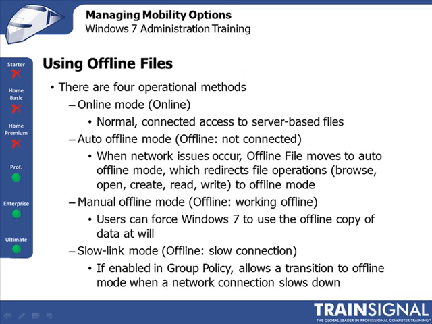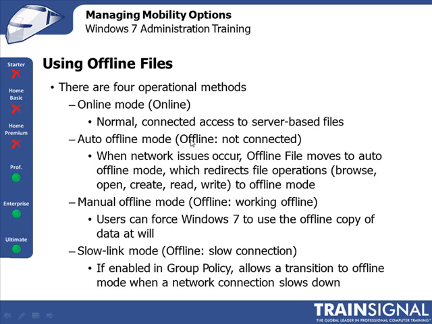There are 4 operational methods by which offline files can operate. Online mode is normal connected access to server-based files. This is really not even using offline files. It's called online mode because it's not offline.